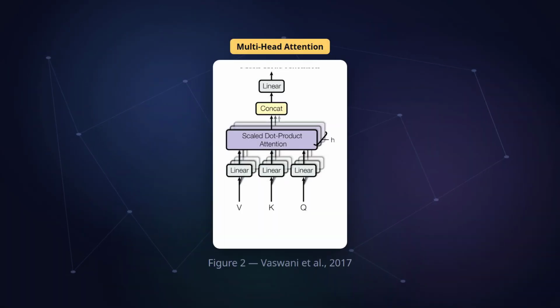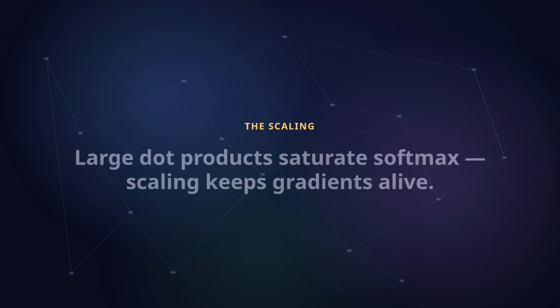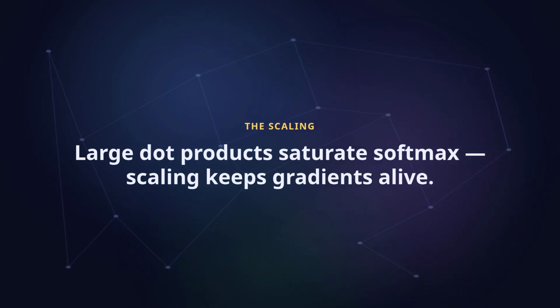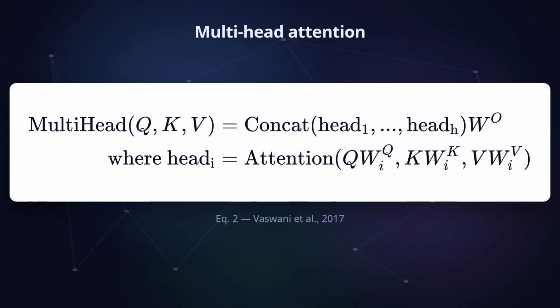Rather than one attention function, the model runs several in parallel. Queries, keys, and values are each linearly projected into multiple subspaces. Attention is applied in each, and the results are concatenated. Why divide by the square root of d_k? For large dimensions, the dot products grow large in magnitude, pushing the softmax into regions with vanishingly small gradients. The scaling counteracts that. Multi-head attention is the concatenation of each head's output, projected once more.